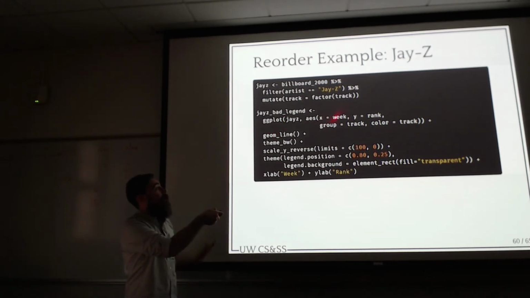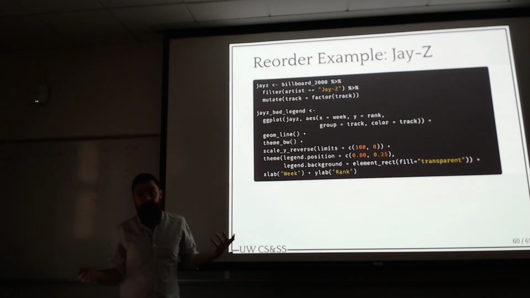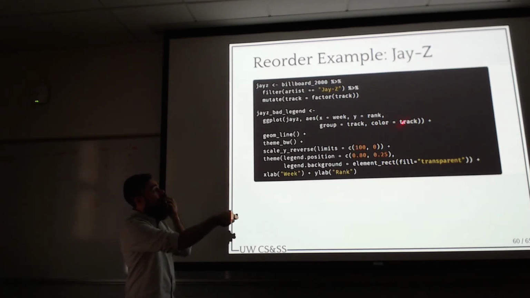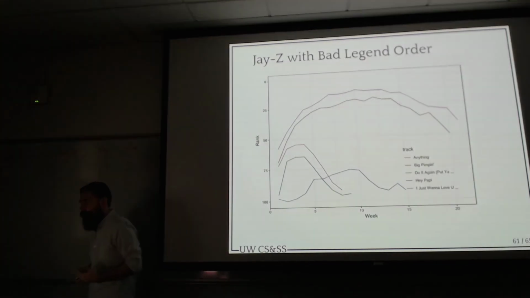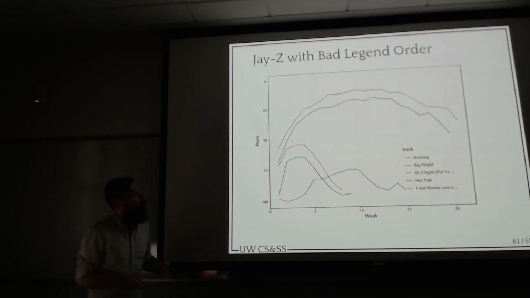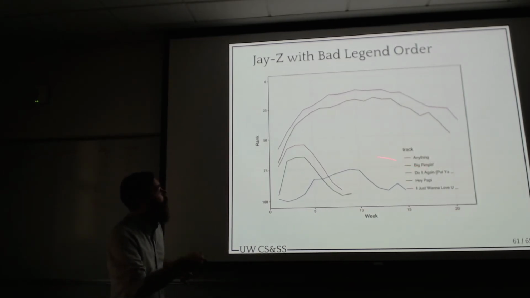ggplot, x is week, y is rank. This is essentially the same plot as before, but cut down to just the Jay-Z songs. But I've now colored it and grouped it by the individual tracks, so each track has its own differently colored line and I can follow a single track. It looks like this. If we're interested in where Big Pimpin' went, it went like this. If we wanted I Just Wanna Love You, basically the same arc like that.